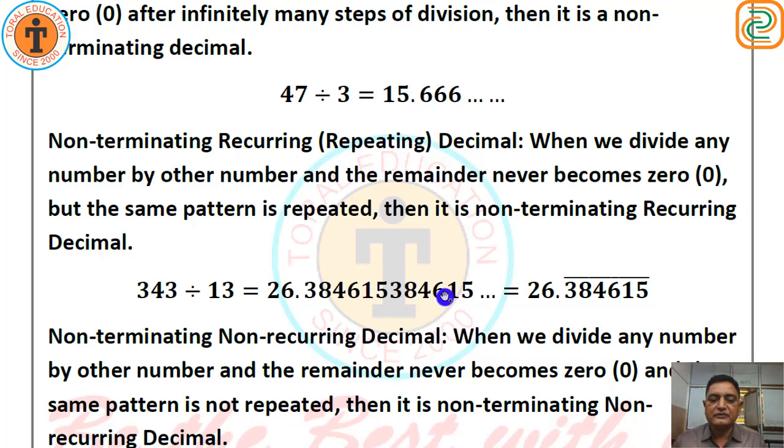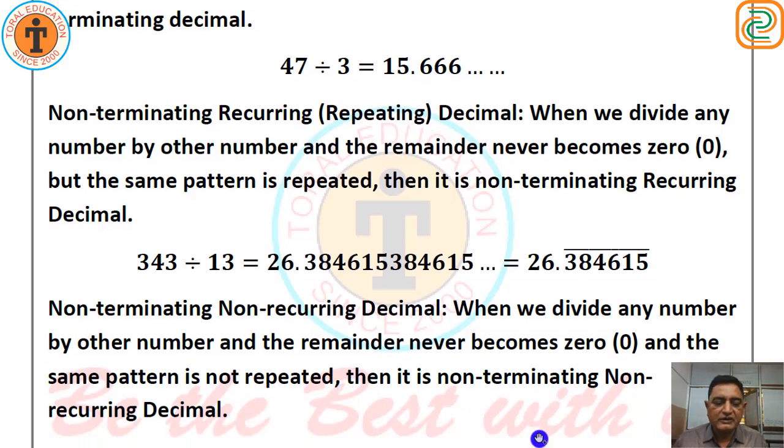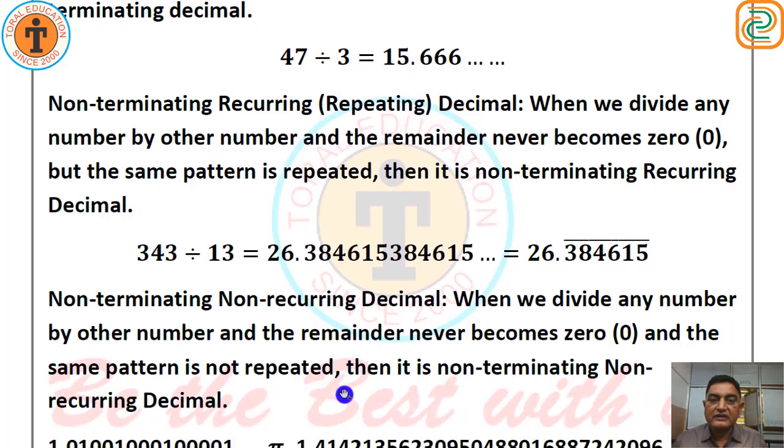384615, 384615, this pattern repeats continuously. But in a non-terminating, non-recurring decimal, the pattern does not repeat at all. Then it is a non-terminating, non-recurring decimal. Friends, remember the definitions which are given here.